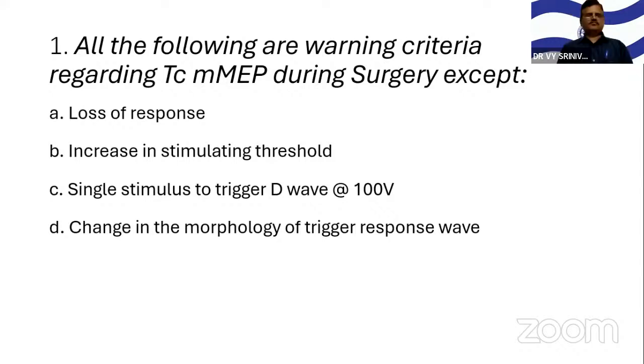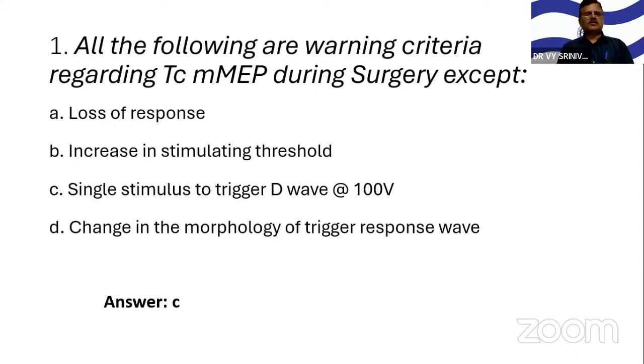Which is the correct answer? One answer is D. Correct answer is D, change in the morphology of the trigger response wave. One minute, sir. I'm sorry, I think it's C. Answer C.